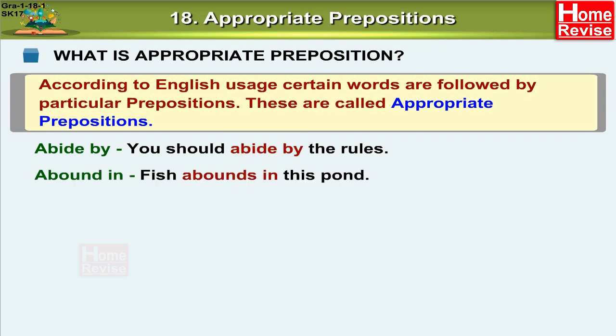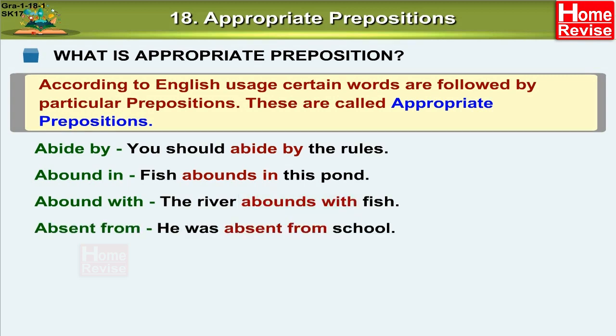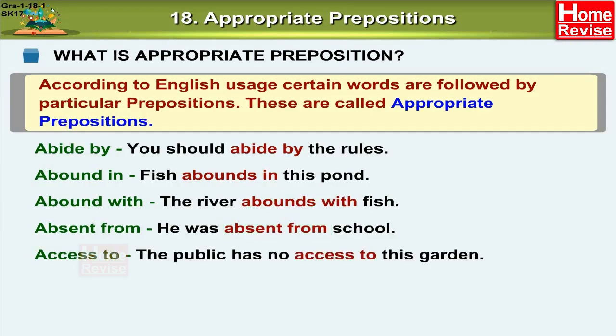Abound in. Fish abounds in this pond. Abound with. The river abounds with fish. Absent from. He was absent from school. Access to. The public has no access to this garden.